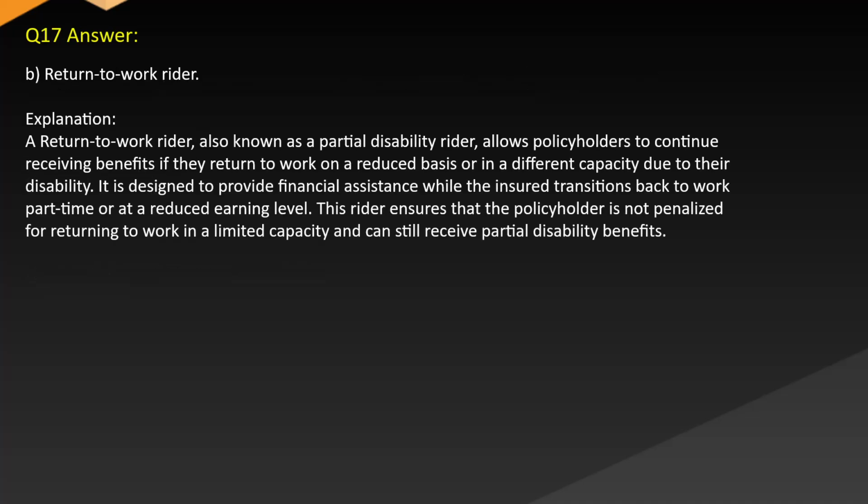Answer: B. Return to work rider. Explanation: a return to work rider, also known as a partial disability rider, allows policyholders to continue receiving benefits if they return to work on a reduced basis or in a different capacity due to their disability. It is designed to provide financial assistance while the insured transitions back to work part-time or at a reduced earning level. This rider ensures that the policyholder is not penalized for returning to work in a limited capacity and can still receive partial disability benefits.